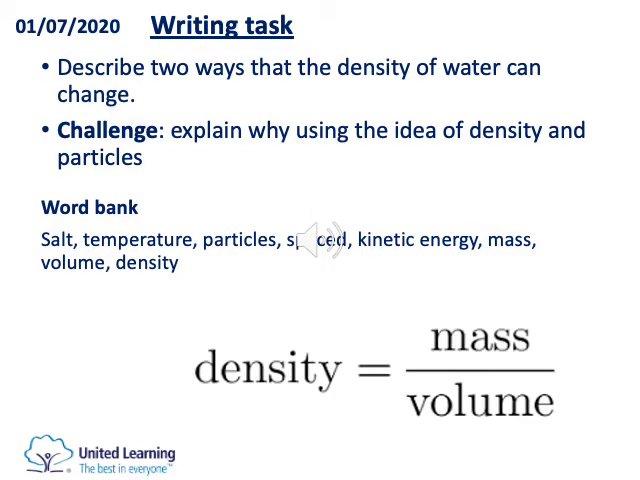I have a small writing task for you. I want you to describe 2 ways that the density of water can change. And for those of you that are very confident with everything we've done so far, I want you to explain the idea of density using particles. To help you, you can use the words in the word bank: salt, temperature, particles, spaced, kinetic energy, mass, volume, density. I've even given you the density equation, where density is equal to mass divided by volume. Have a go at this task.